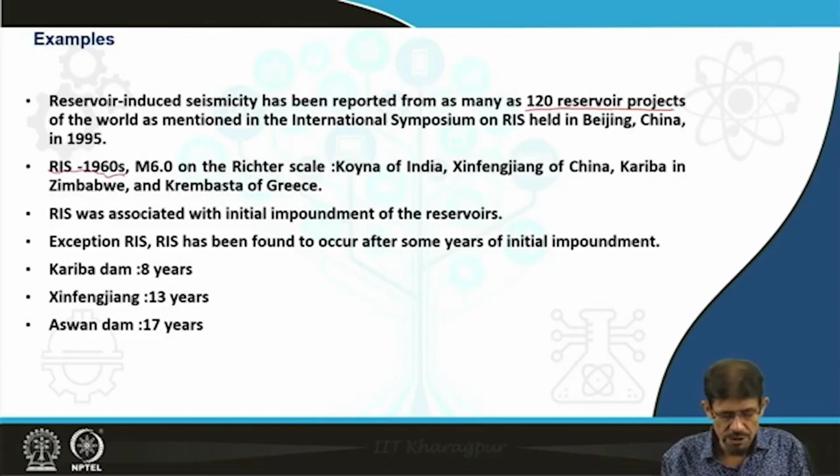RIS in the 1960s of magnitude about 6 on the Richter scale we have observed in Koyna area of India, Xinfengjiang of China, Kariba in Zimbabwe, and Kremasta in Greece. Due to such RIS, these areas, which have no connection with natural earthquake, have experienced earthquake of magnitude 6.